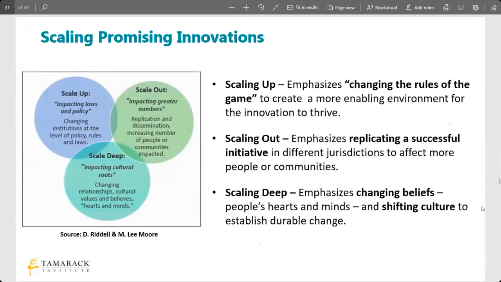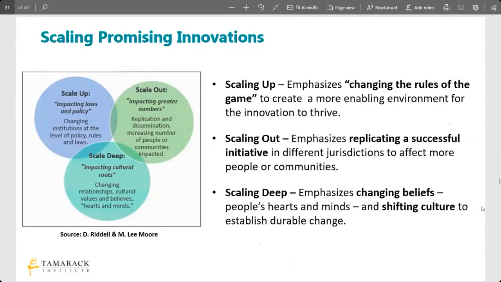Scaling up is the first, and that's about, now that we have this programmatic solution that's working really well, what are the rules or policy changes, or the funding flow shifts, that we need to make to enable this kind of work to be much more sustainable, possible, and replicable in different places. Scaling out is saying, okay, this has worked in two neighborhoods. How do we now get it working in five or six neighborhoods or ten neighborhoods? And scaling deep is about how we use this prototype to illustrate the importance of changing beliefs, going at people's hearts and minds and really shifting the culture and mindset that people have.